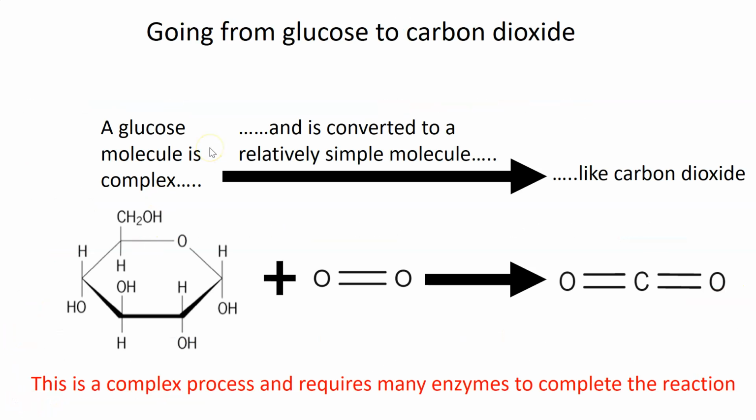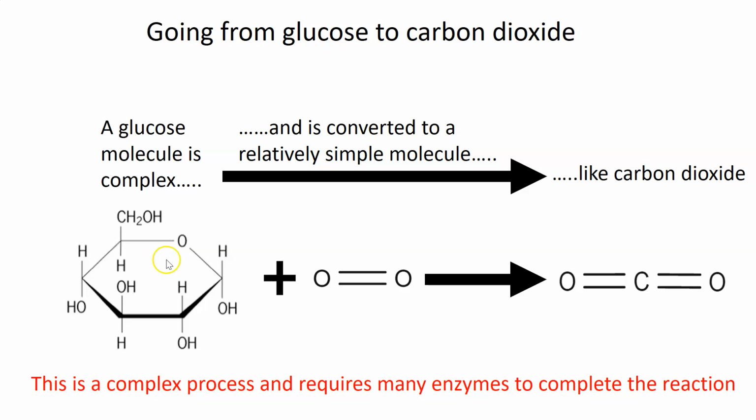So just to reiterate that, here's a glucose molecule. Look how complex it is compared to the product, carbon dioxide: carbon double bonded to one oxygen and double bonded to another oxygen. Compare that to the original glucose molecule from which this carbon dioxide came. Look how complex it is. So what we're basically doing is breaking the bonds through oxidation, through the presence of oxygen. It's much more complex than that.